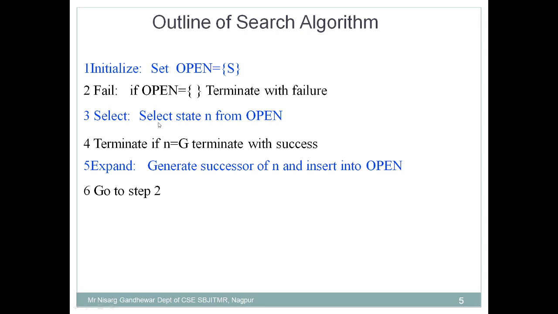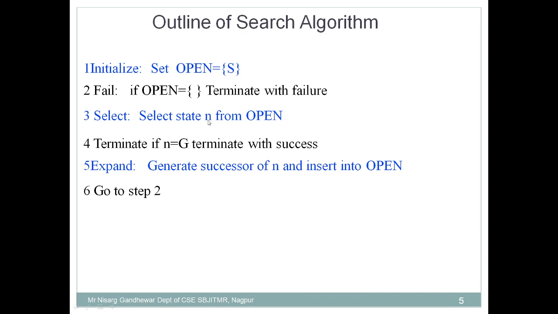Then step 3, select a state n from open. Open is a list that consists of a number of states, and you have to select one of the states from that list. Then step 4, terminate if n equals g. n is the state we are selecting from list open, and g means the goal state. Once you reach the goal state, your task is finished. That's why in step 4, if n equals g, you have to terminate with success. Then step 5, expand: generate the successors of n and insert them into open.